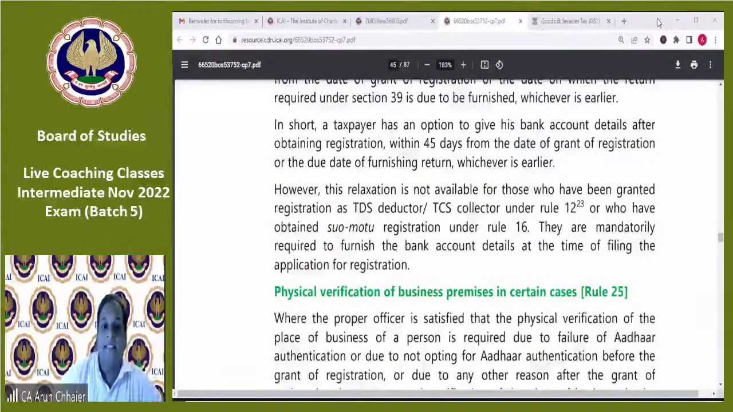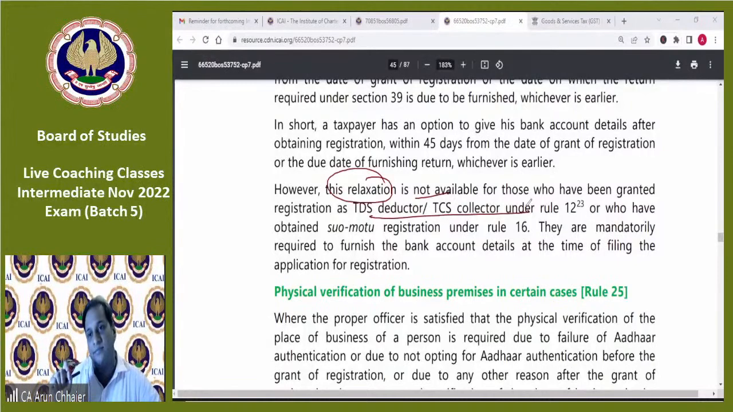However, this relaxation, what is the relaxation? Not to give the bank detail at the time of application. Instead, they can give the bank detail after the registration within 45 days. What is the time limit? 45 days from the date of the grant of the registration certificate or the due date of the furnishing of return, whichever is earlier.